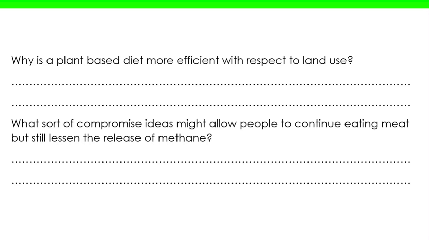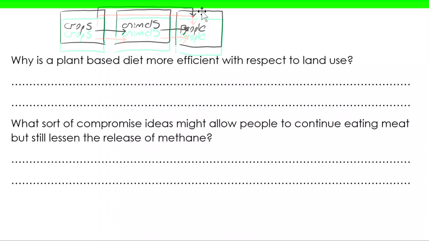I'm going to start by drawing a little diagram. If I have some people living next to a farm that has a field for crops and a field for animals, some of those crops have to go to the animals that then go to the people. That's going to be inefficient. We're going to lose energy at some point.